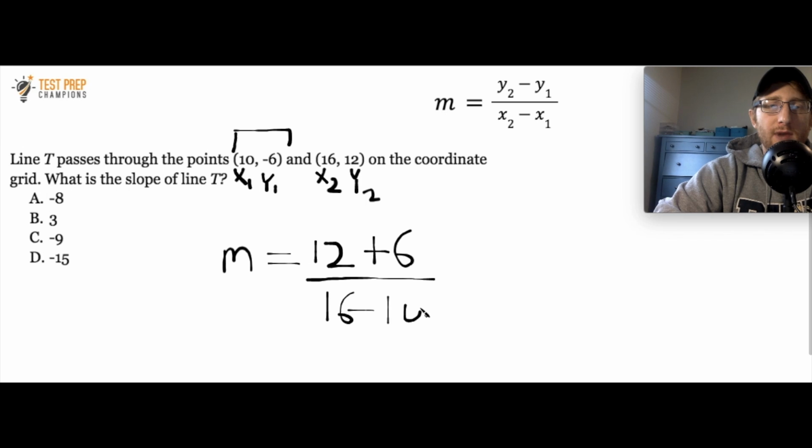And we can simplify this here. So this would become 12 plus 6 is 18. And 16 minus 10 is 6. So I have 18 divided by 6, and 18 divided by 6 is 3. So B is the correct answer here.